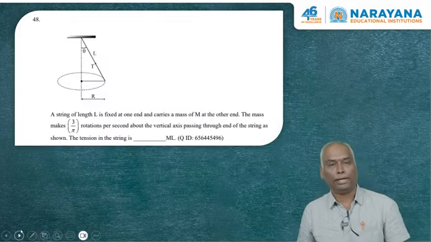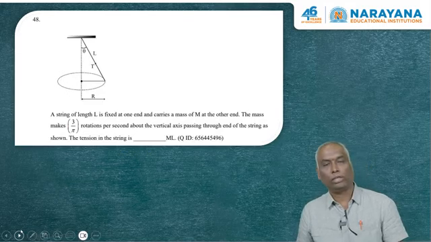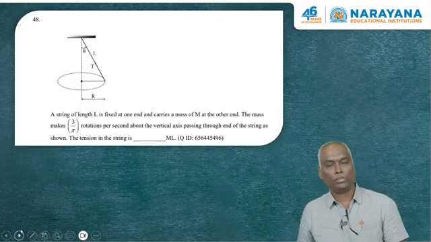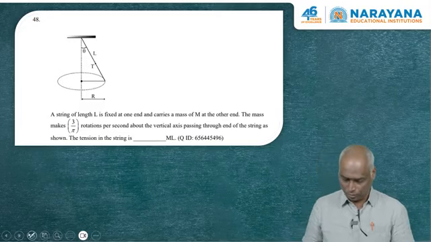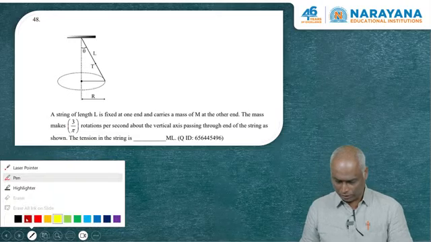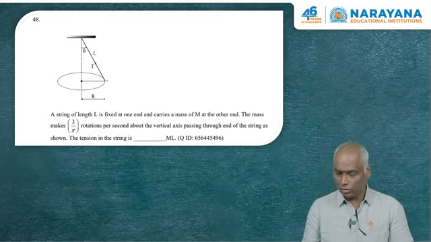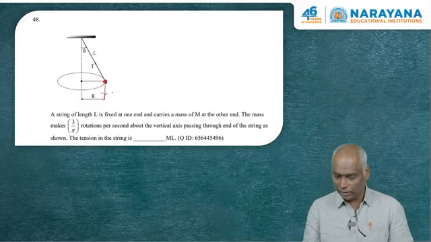Question number 48. A string of length L is fixed at one end and carries a mass capital M at the other end. The mass makes 3 by pi rotations per second about the vertical axis passing through the end of the string as shown. The tension in the string is dash. So you are asked to find the tension in the string. First we'll draw the free body diagram of this particle. The forces acting on this particle are, one, weight, which is equal to mg, and next, the tension T.